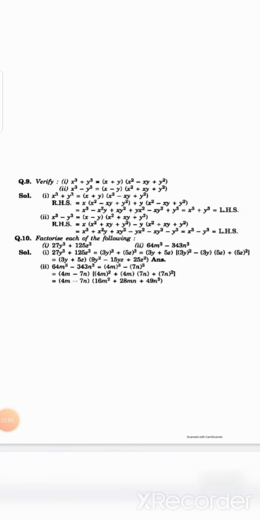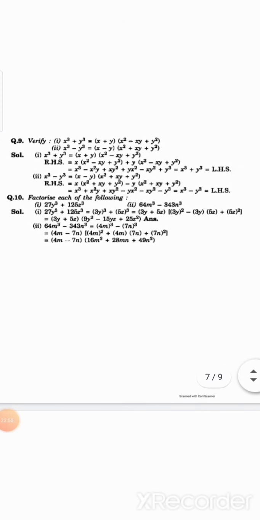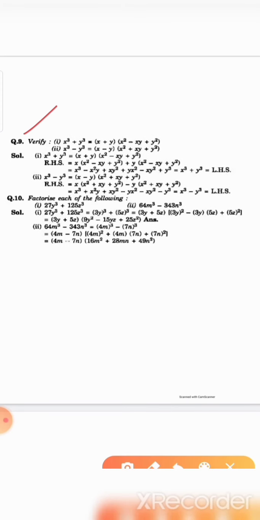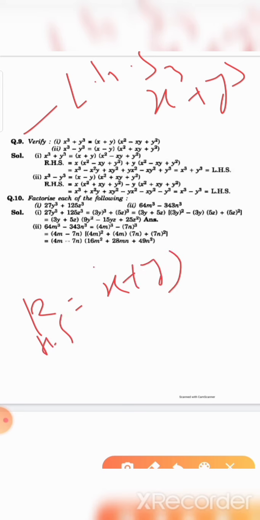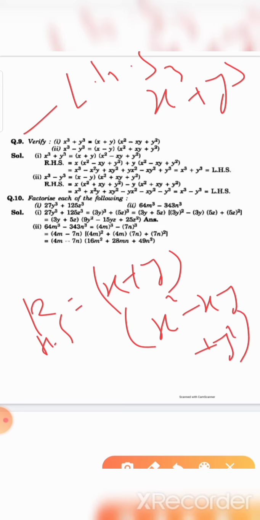Next question, question number 9. Question number 9 is verify. Verify means we have been given the terms and we have to find LHS equal to RHS. So in LHS the given term is x cube plus y cube, and in RHS the given term is (x + y) and another bracket (x square minus xy plus y square). We use multiplication, and with that mathematical operation we prove LHS equal to RHS for the verification. So here LHS is in the form of a cube plus b cube, and for that we don't know any identity.